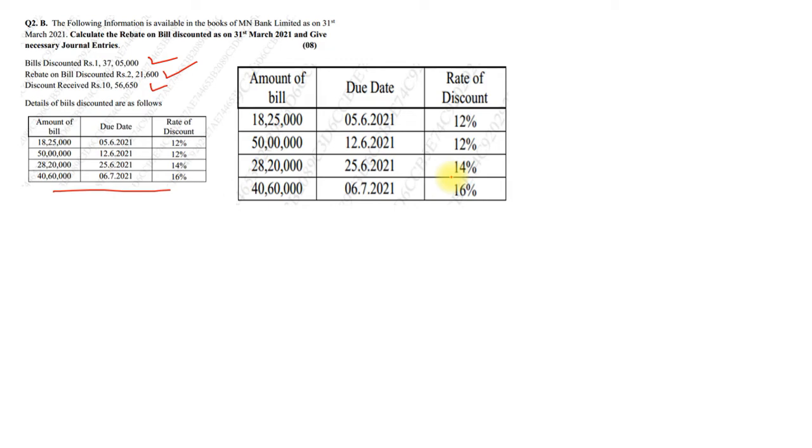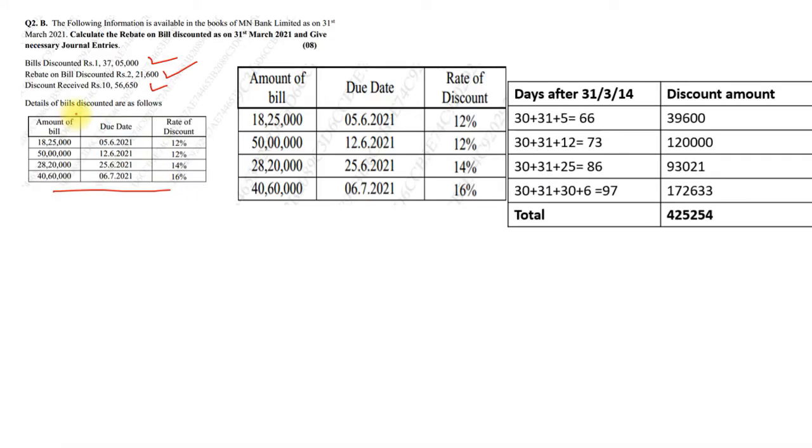After that, we only require two more columns. One will be days after 31st March, because they have directly given a due date. It was not given to us when those bills were issued. So two columns are required. Number one will be days after 31st March, because the rate as of 31st March 2021 is given, and number two, the discount amount. Those are the only two columns that are required.